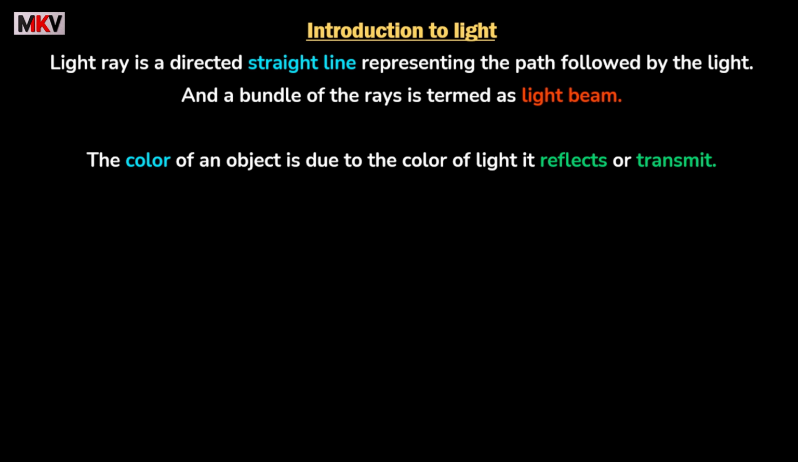Now, the color of an object is due to the color of the light it reflects or transmits. So for you to see an object's specific color, it is the ability of the object to reflect the color to you, or to transmit the color frequency through it, which helps us to see the object's color.